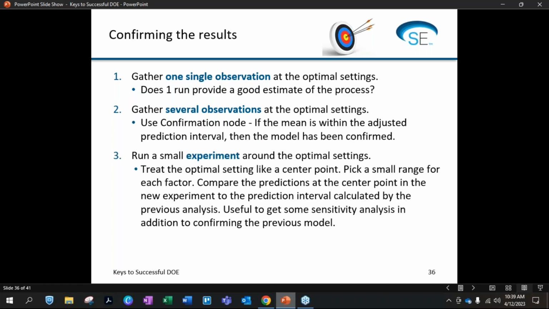A third method, which I'm not going to show, but I'll just point out here, is to actually run a small experiment around the optimal settings. So treat your optimal setting like a center point. Pick a small range for each factor and do a little designed experiment in that range. Then you can compare the predictions at the center point in the new experiment to the prediction interval that was calculated by the previous analysis. You might use this type of mini DOE to get some sensitivity analysis in addition to confirming the previous model.